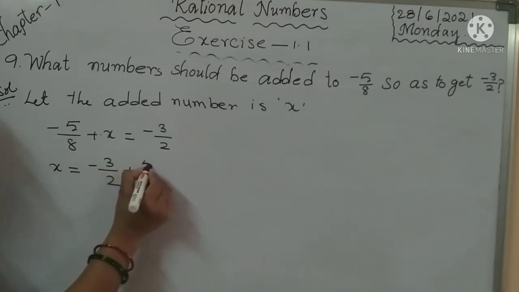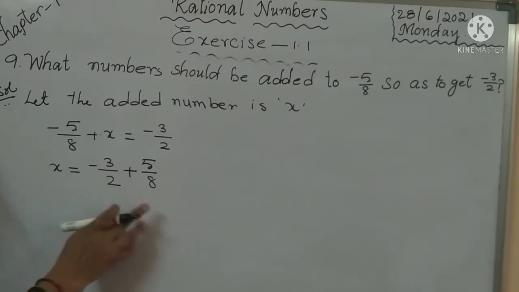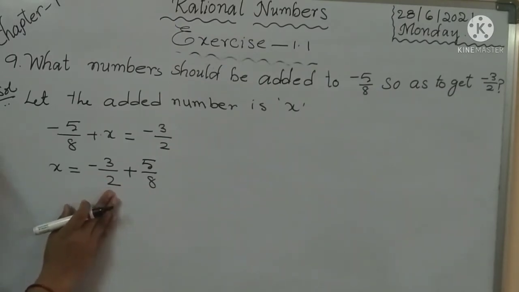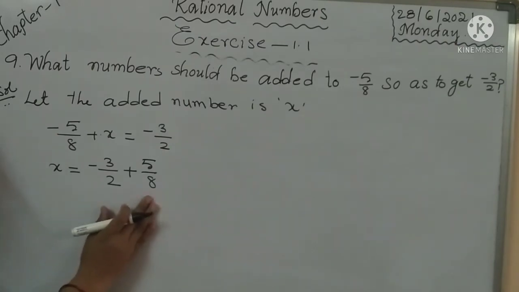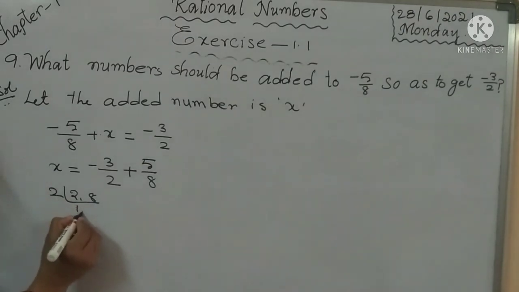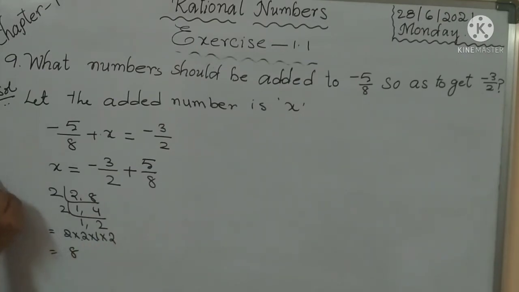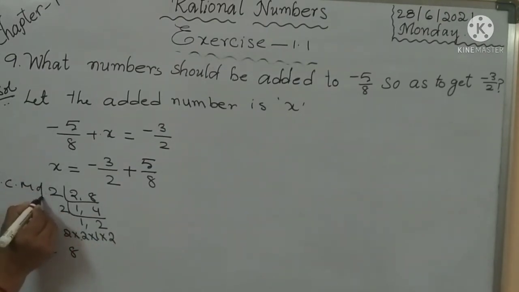So plus 5 by 8. Here the denominators are 2 and 8. These two numbers, possible tables. So 2 comma 8 LCM. 2 1s are 2, 2 4s are 8. Again 2 table: 2 1s are 2, 2 2s are 4. So what is the LCM? 2 into 2 into 1 into 2. So LCM is 2 2s are 4, 4 1s are 4, 4 2s are 8. So finally the LCM is 8.